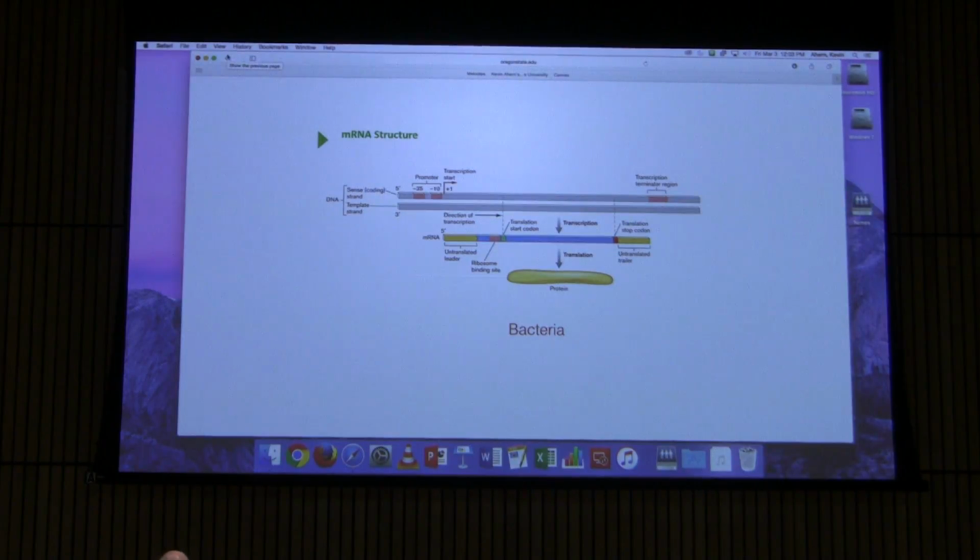Eukaryotes do not do that. Eukaryotic cells have one gene, one messenger RNA. They don't put multiple protein coding regions onto messenger RNAs, only prokaryotic cells.